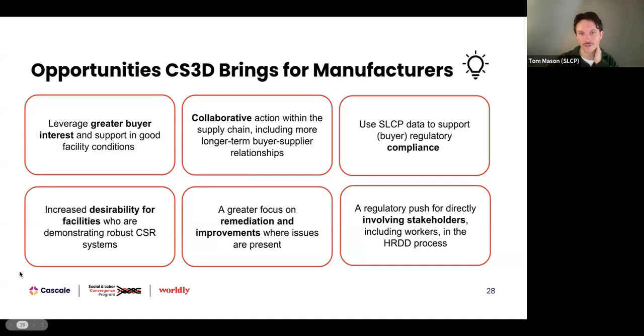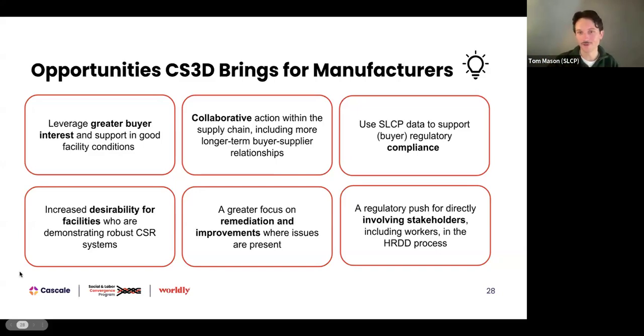The fourth one I'll mention is increased desirability for facilities who are demonstrating robust corporate social responsibility systems. So having good management systems, having strong grievance mechanisms and these things in place are going to be favorable when brands are trying to understand how they can best comply with this legislation. So have this in the back of your mind as well.